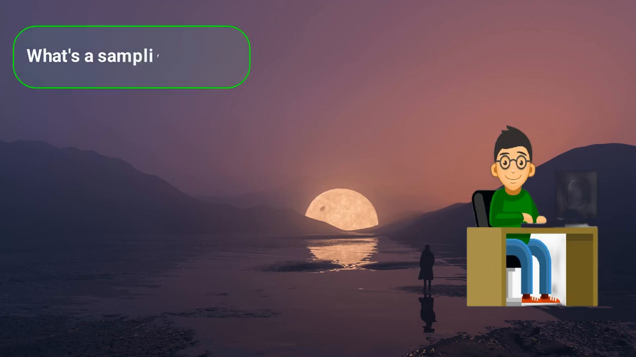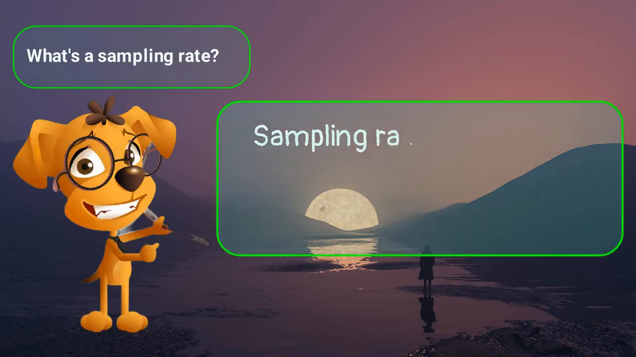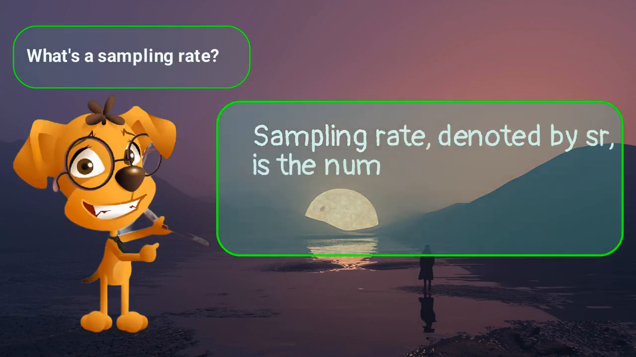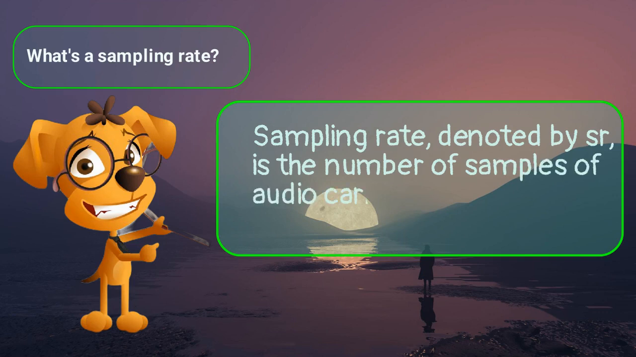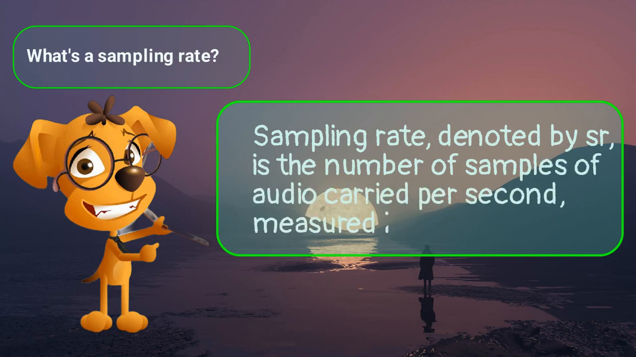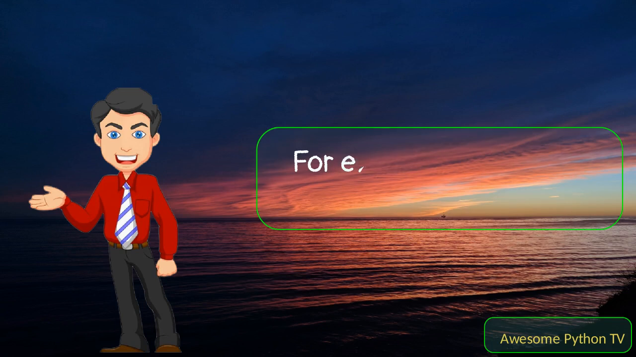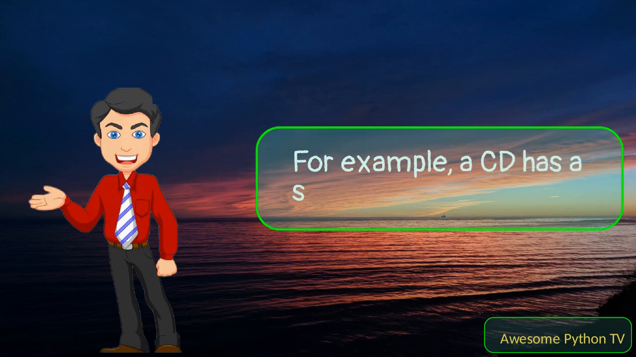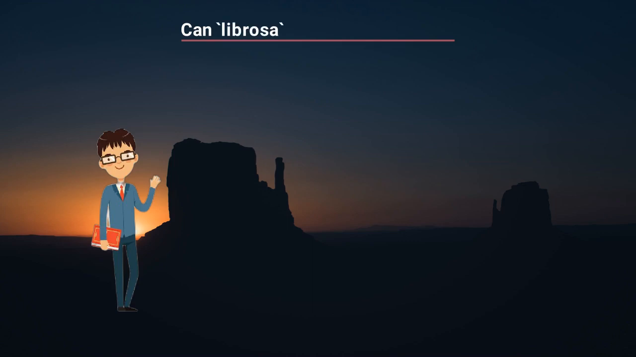What's a sampling rate? Sampling rate, denoted by SR, is the number of samples of audio carried per second, measured in hertz. For example, a CD has a sampling rate of 44.1 kHz. Got it. Can Librosa show the waveform?